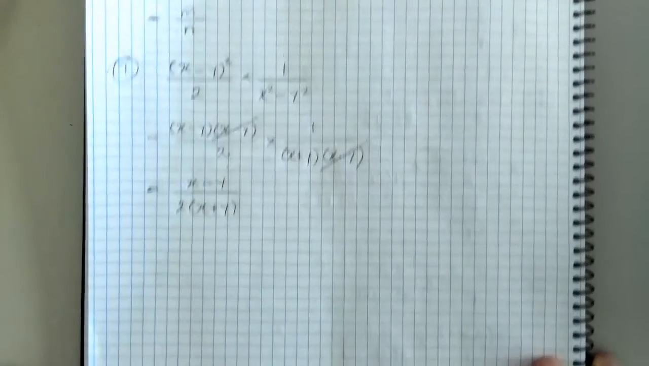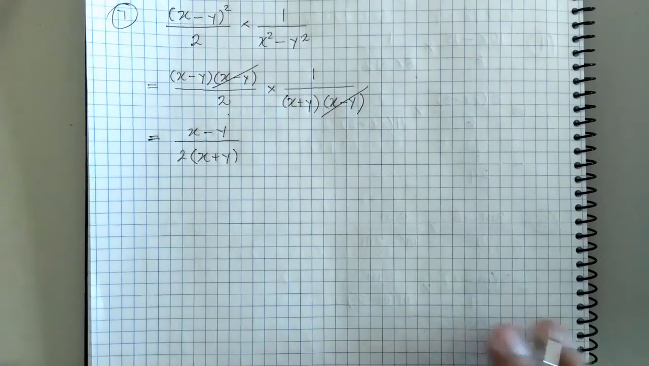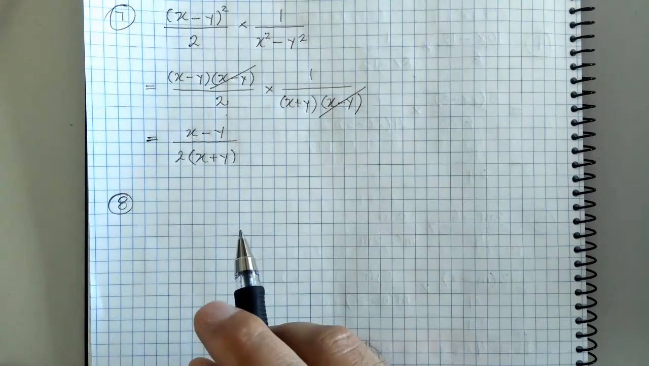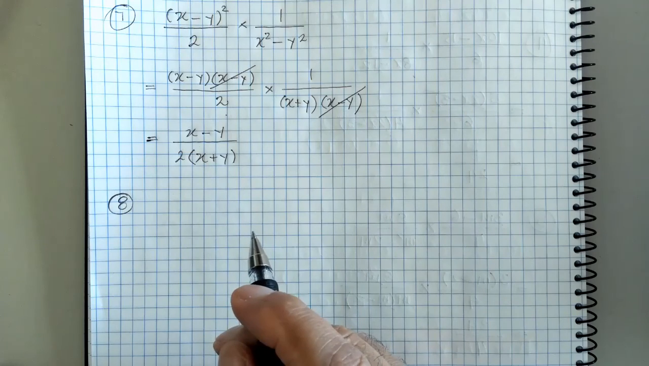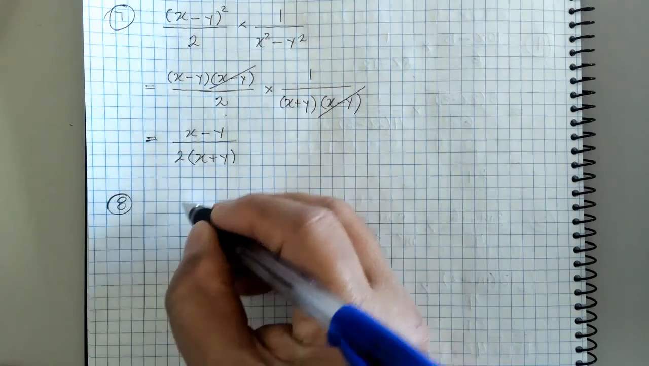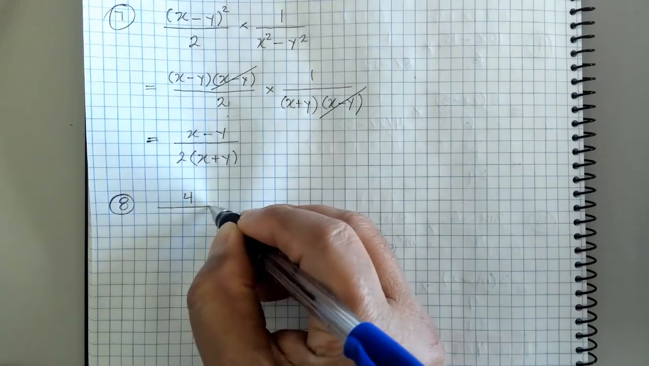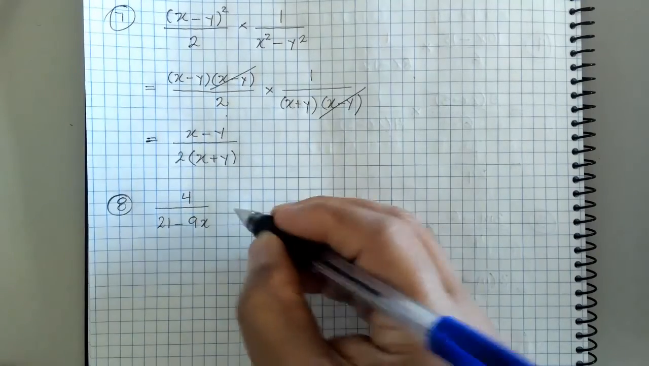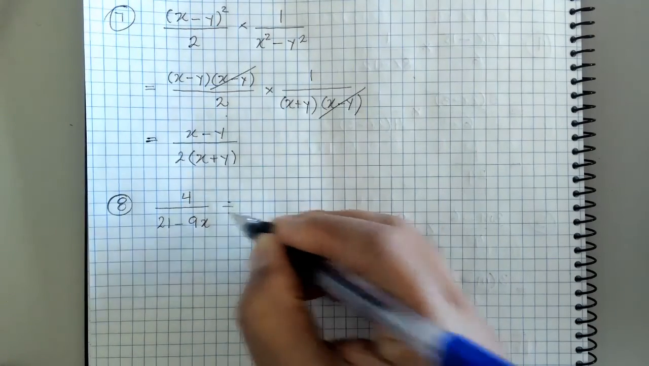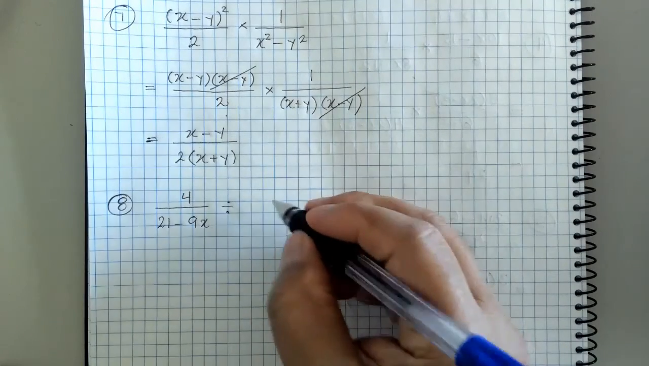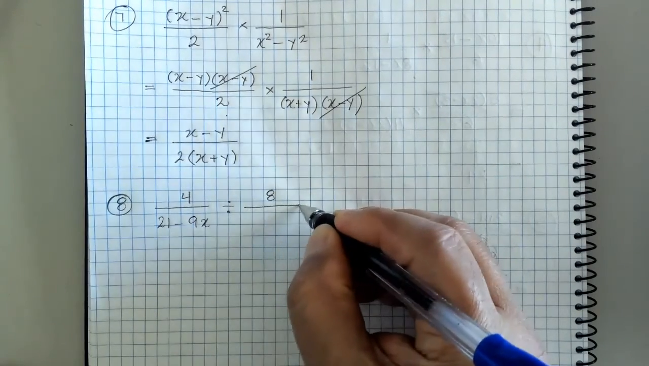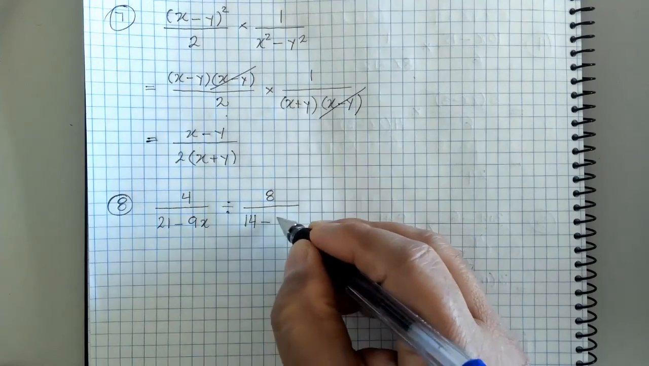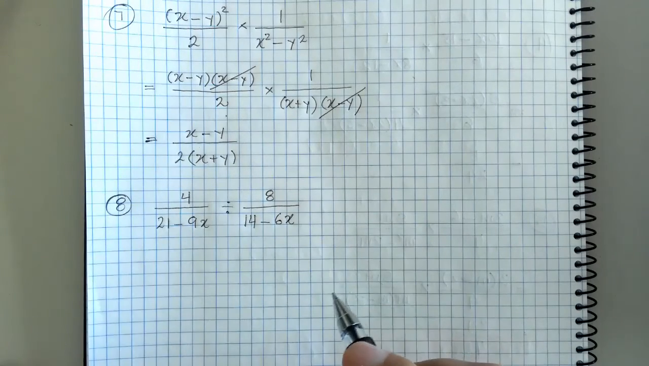All right, so far we've done only multiplication. Let's see how we're going to do the division. Let's say that you have a question like this one. Let's say that you have 4 divided by 21 minus 9x, and then divided by, now it is division, 8 over 14 minus 6x. Let's say that you have that question.